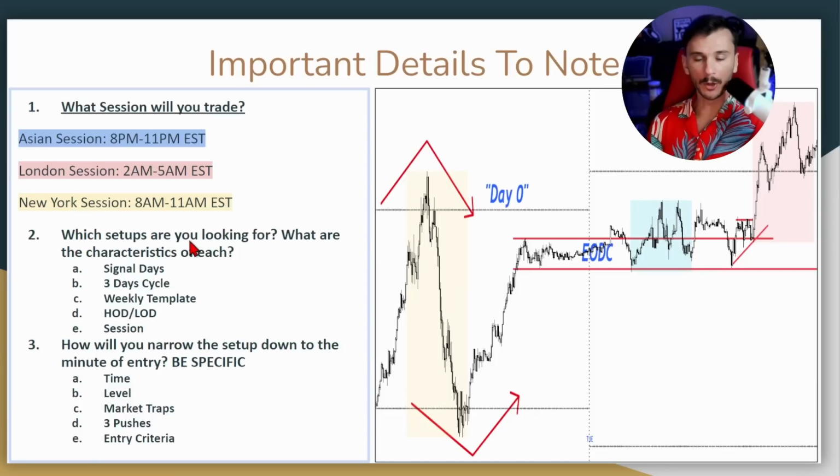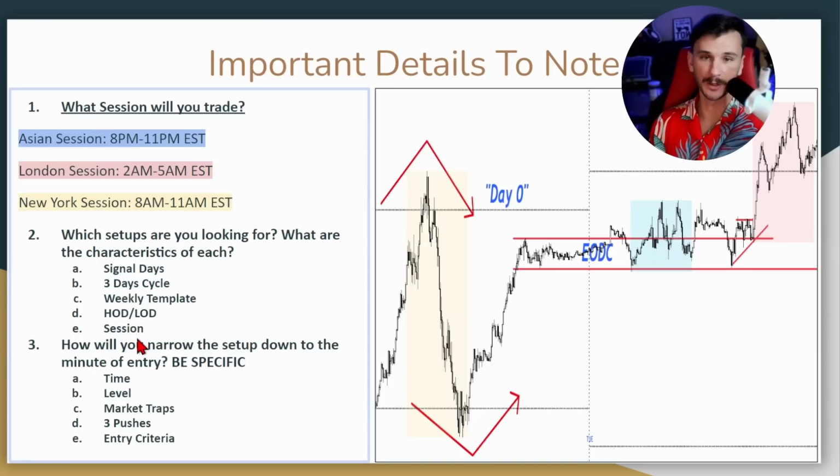So which setup are you looking for? For example, if I have a signal day such as first red day, first green day, inside days, 3 days of breakouts, those are all signal days. 3-day cycles, day 1, day 2, day 3. The weekly template, Monday, Tuesday, Wednesday, Thursday, Friday. What day of the week is it? Is there a trade setup based off of that weekly template? Either a reversal from the high of the week, the low of the week, or a trend continuation style of trade? Is it a high of day or low of day trade?